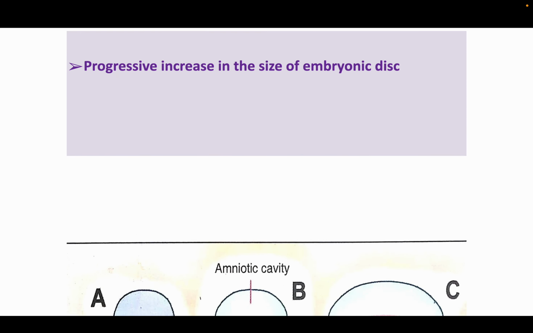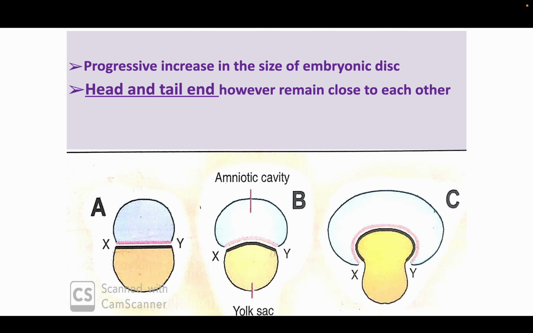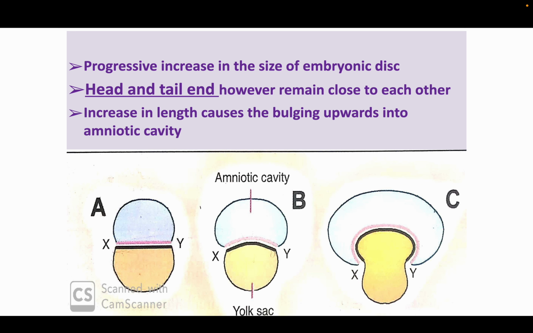What is happening during the fold formation is that there is a progressive increase in the size of the embryonic disc. You can see in diagram A, XY is indicating the axis of the fetus. The growth is happening at the head and tail end, however they remain close to each other when the folding starts. So the increase in the length causes bulging upward into the amniotic cavity. In diagram C you can see this. These diagrams are taken from your standard textbooks.